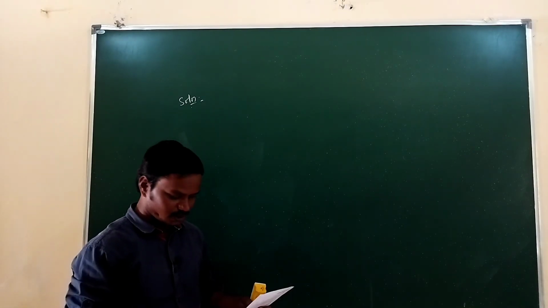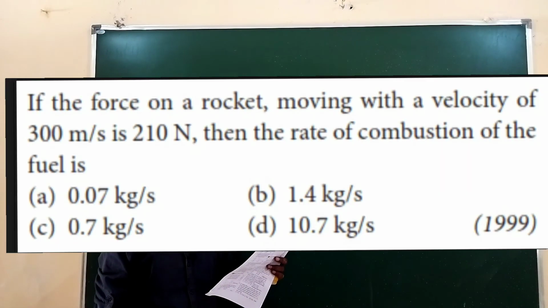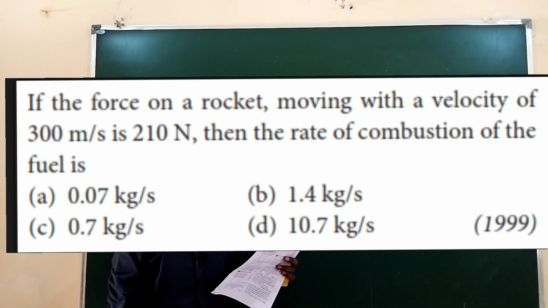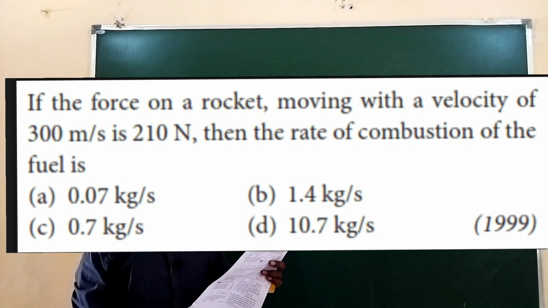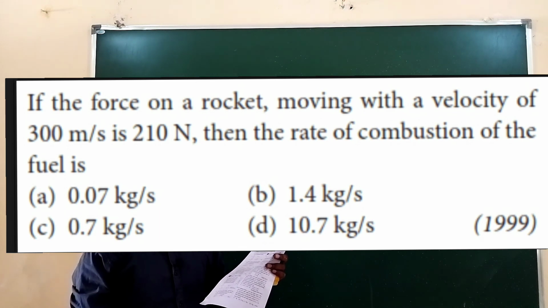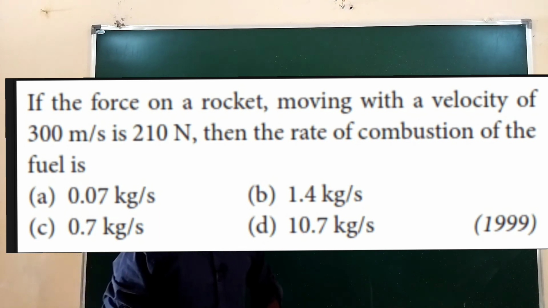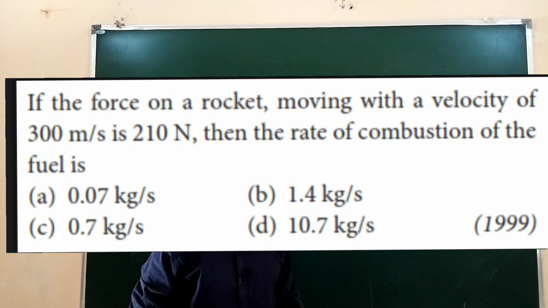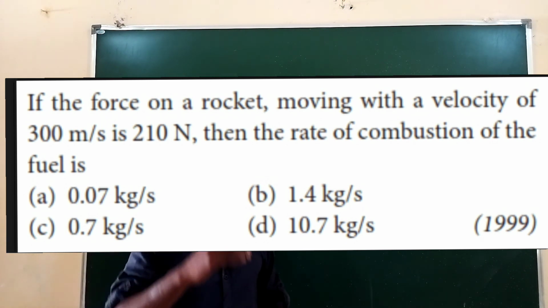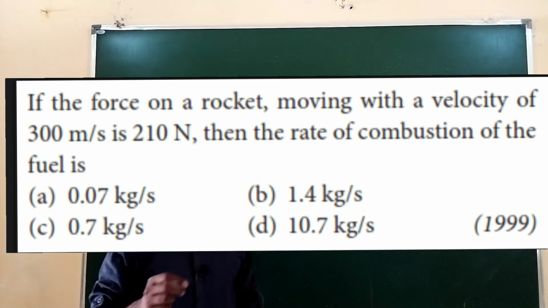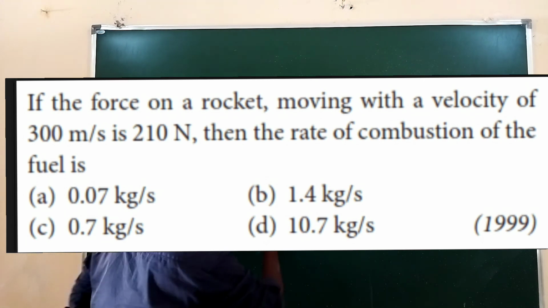So next question, that question is related to a rocket. If the force on a rocket moving with a velocity of 300 meter per second is 210 Newton, the rate of combustion of the fuel is. In the case of a rocket, the mass is variable, because as fuel burns, the mass of the rocket goes on decreasing with respect to time. Here mass is variable.